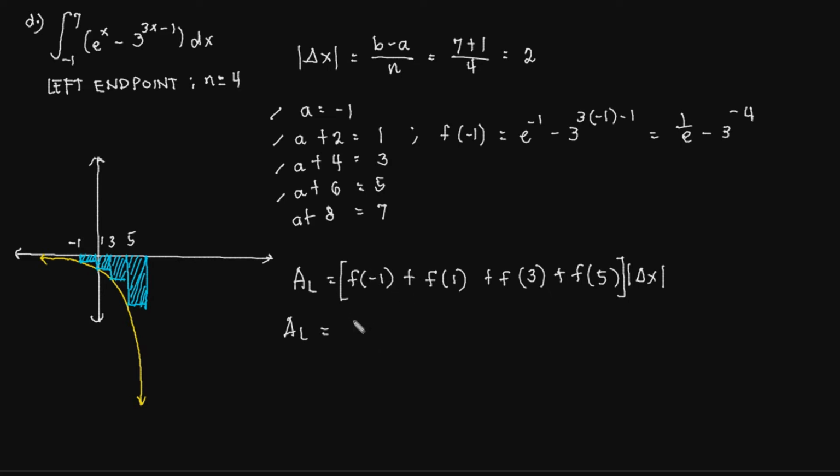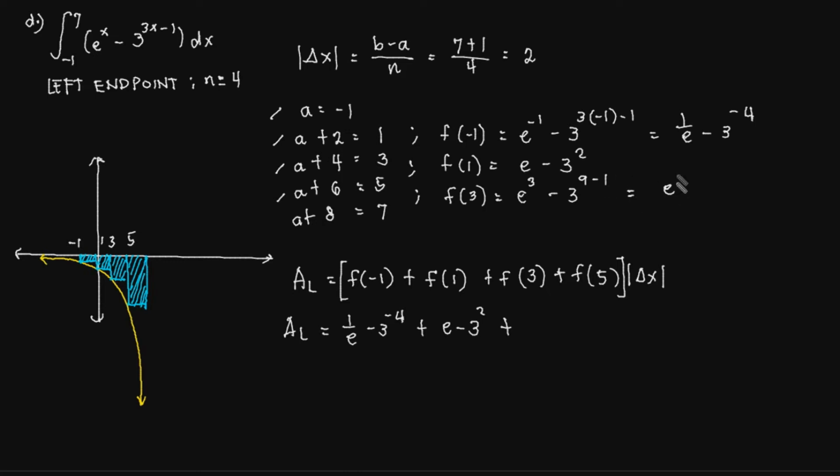So, we have, you can just write 1 over e minus 3 raised to negative 4, and then the second one, you add, do it again for f of positive 1, so this is e minus, I think that will be 3 raised to 3 minus 1, which would be squared. Okay, so that is e squared minus 3 squared. And then for f of 3, so we have e cubed minus 3 raised to 9 minus 1, which gives us e cubed minus 3 raised to 8.